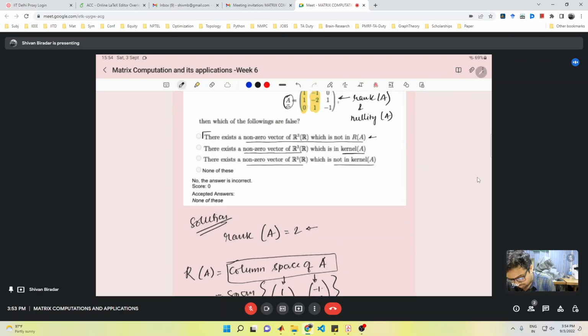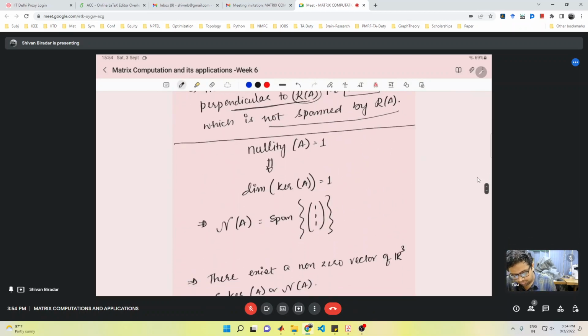So this is false. So this is true. This is true because there exists a non-zero vector in the range space of A perp which is not in the range space of A.